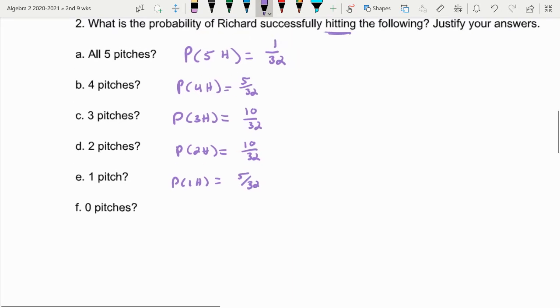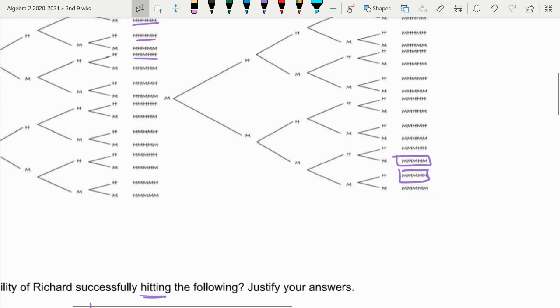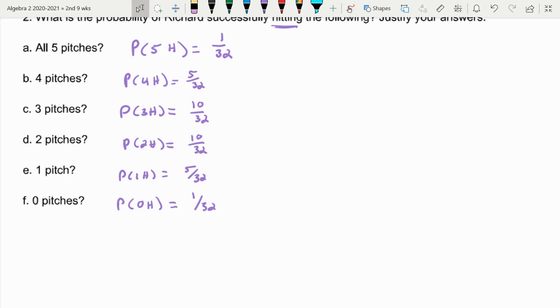I don't know if you've been looking, but look at how it's creating this pattern. The probability of hitting zero pitches, no hits, is going to be 1 out of 32. Again, looking at your tree diagram, the tablet's not being very responsive. There's only one right there, the one pitch where he misses everything. If you look at how it makes this tier, 1, 5, 10 repeats, then 5, 1, that's a dead giveaway of binomial probability. All binomial probability will work in that pyramid pattern.